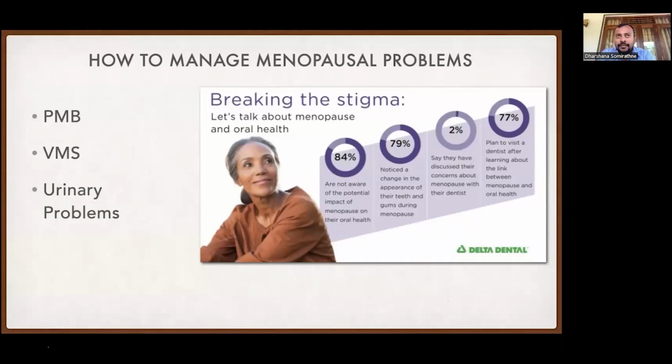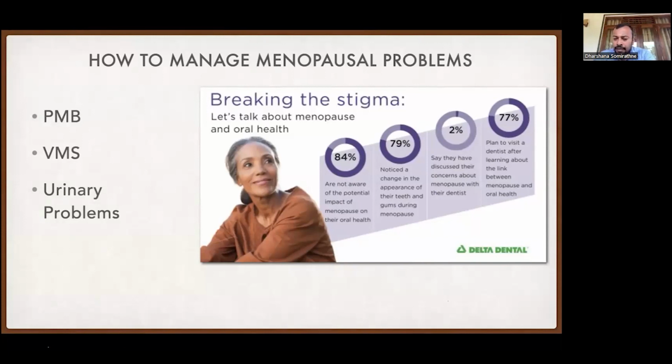Because we have experience in foreign countries where we worked, women there have very good knowledge about the menopausal stage, and they know the management available. When it comes to Sri Lanka, it's 100% opposite. Most of them don't understand their menopausal stage and its consequences.